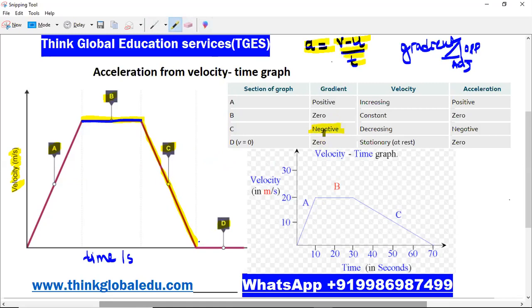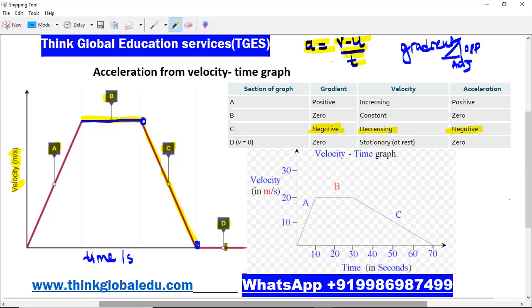Why does part C have a negative gradient? There are two ways to identify it. The first one is that the velocity is decreasing. In part C, the velocity goes on decreasing from a certain high value until it becomes zero. That's why we have negative acceleration, because the velocity is decreasing. So we can say that acceleration is negative.